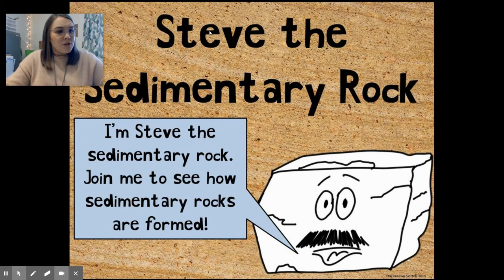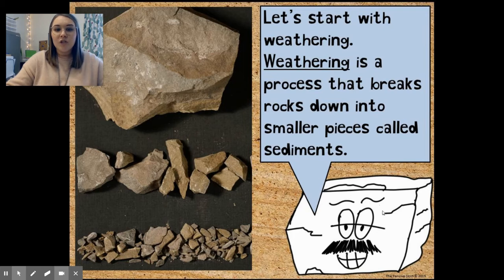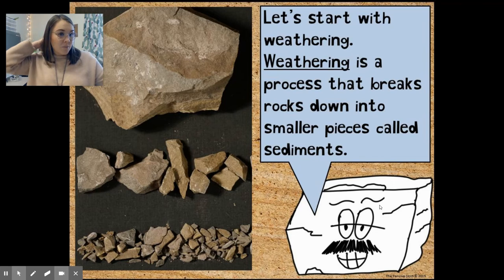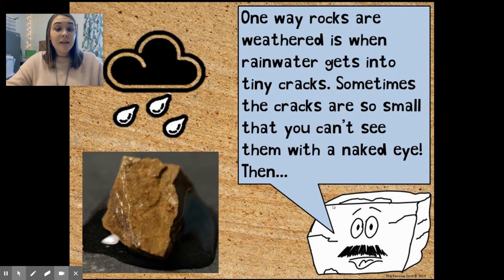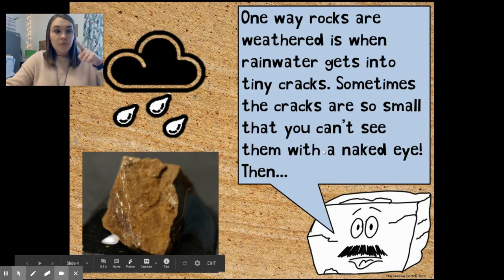Okay, so let's look at Steve the sedimentary rock. This is how sedimentary rocks are formed. First, weathering is a process that breaks down rock into smaller pieces. That shows you a real life picture of weathering. That big rock goes into smaller rocks, and that can happen a bunch of different ways. So remember, weathering breaks it. One way that rocks are weathered is when rainwater gets into tiny cracks, and sometimes those cracks are so small you can't even see them with your eye.